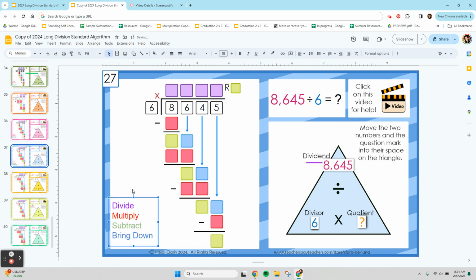So we're doing our divide, multiply, subtract, bring down. The colors are matching with the boxes too. So we do purple first, then red, then green, then blue, and then back up to purple.